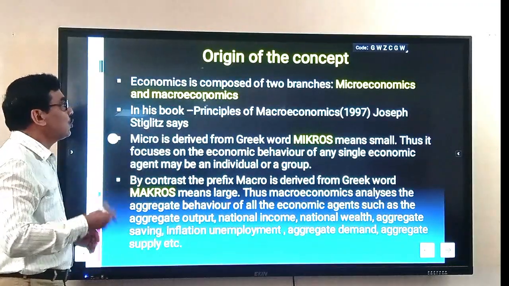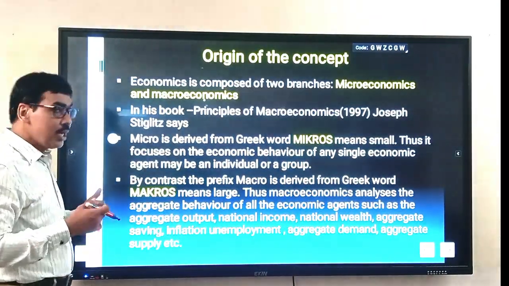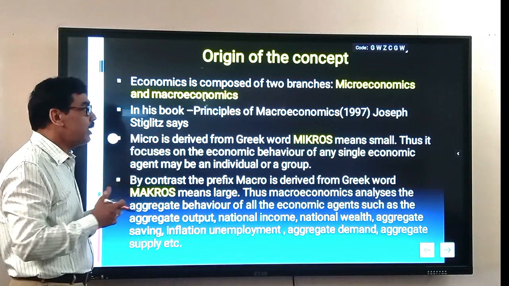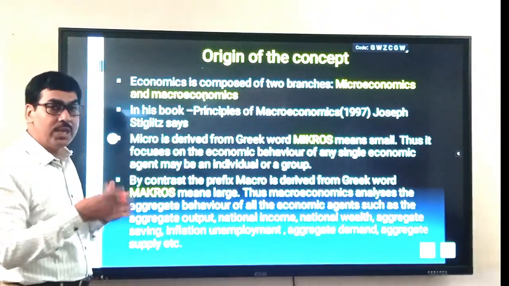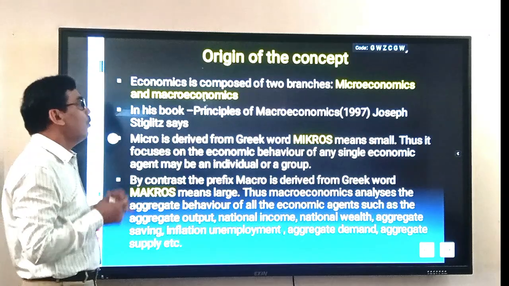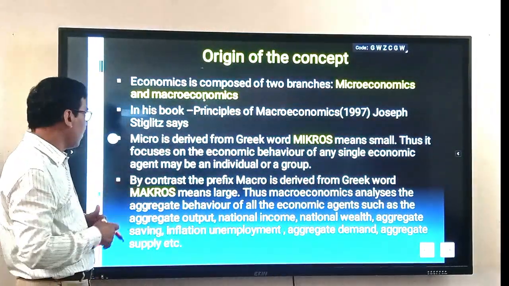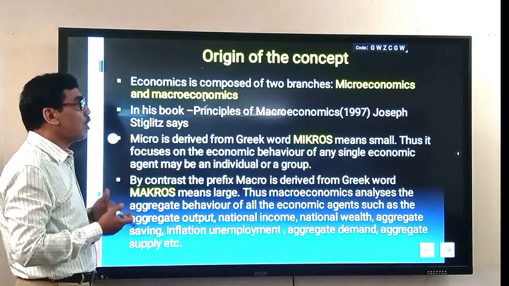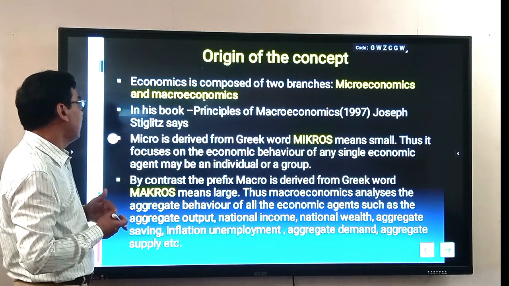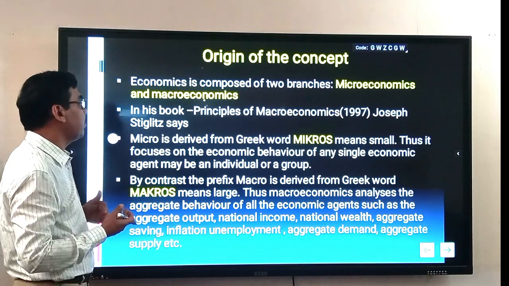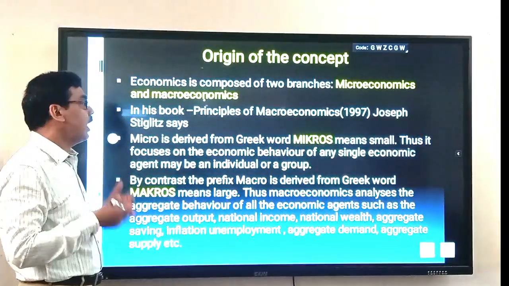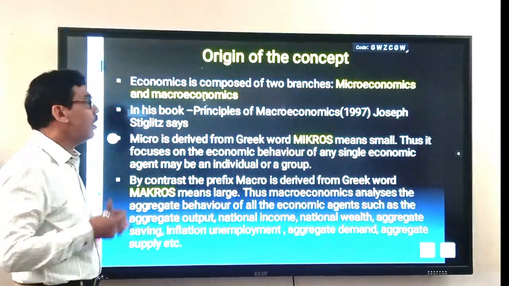Then we should go to the origin of the concept of microeconomics. Whenever we refer to this concept, we must also refer to the celebrated, famous economists who have discussed these things. Economics as a subject is divided into two branches: one is microeconomics and the other is macroeconomics. The famous economist, the Nobel laureate Joseph Stiglitz, in his book, has discussed that the word micro is derived from the Greek word mikros, M-I-K-R-O-S, which means small or individual.